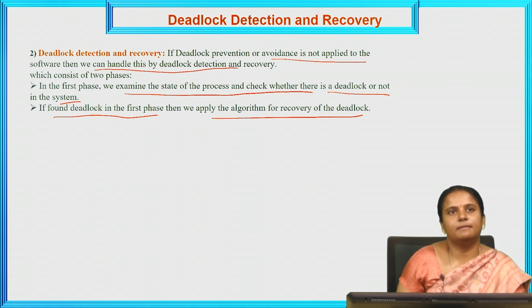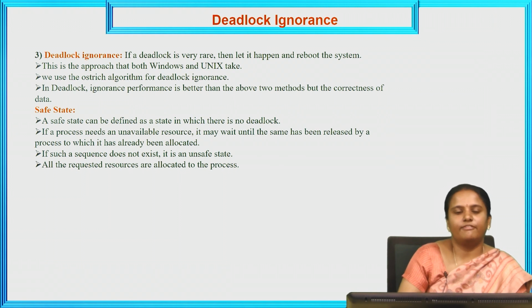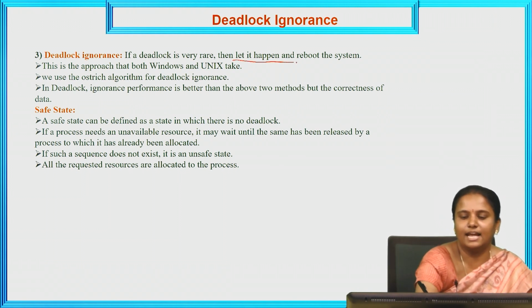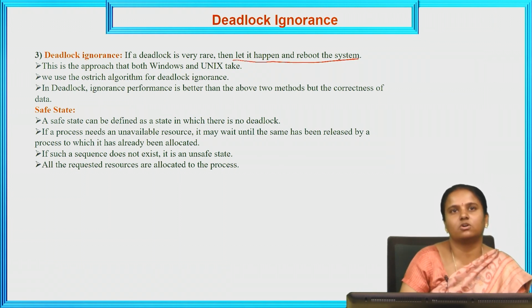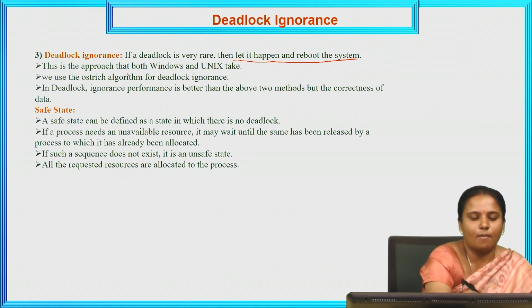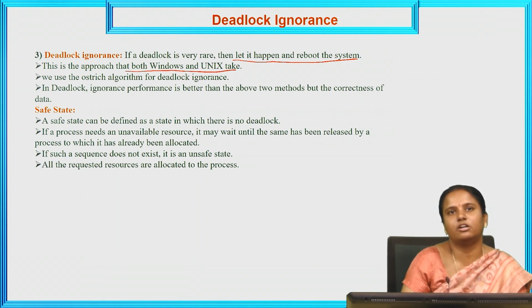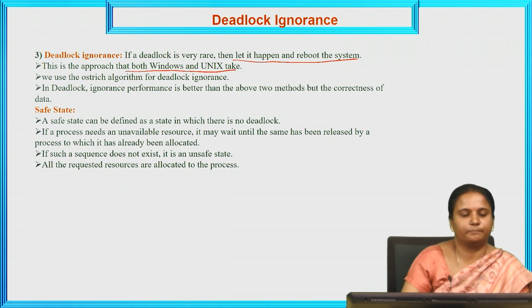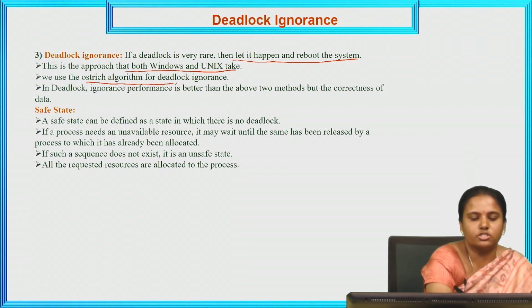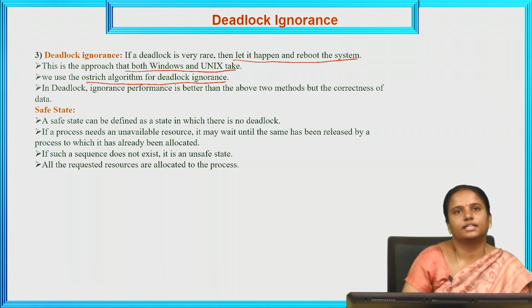So the third method is deadlock ignorance. If a deadlock is very rare, then let it happen and reboot the system. So when the deadlock occurs rarely, we can reboot the system. Reboot the system means we are going to restart the system. This is the approach that both Windows and Unix take. We use the ostrich algorithm for deadlock ignorance.